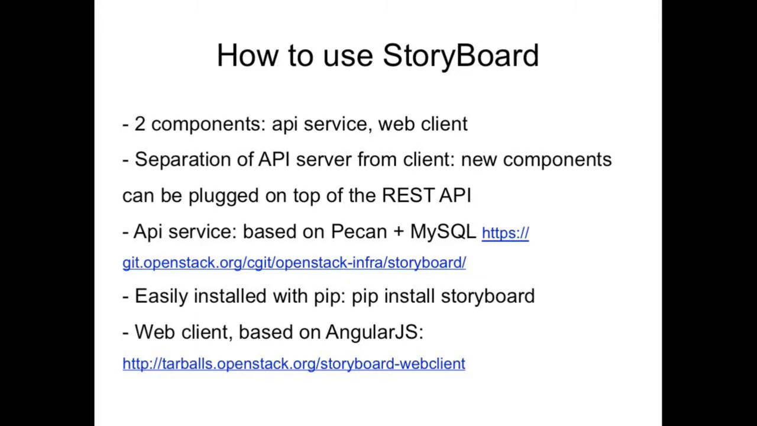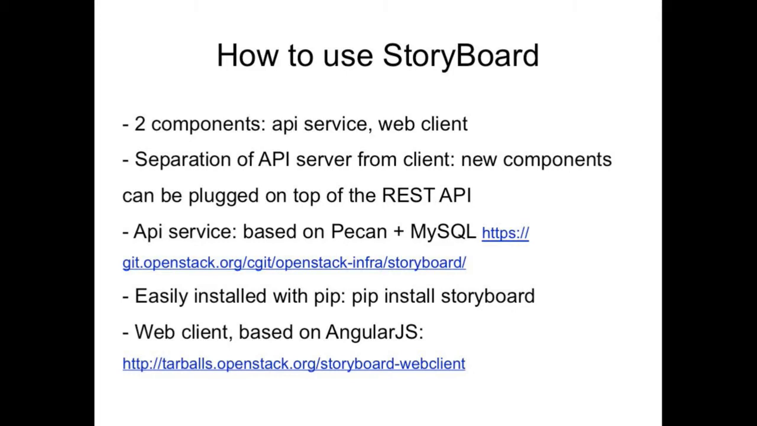The backend is written on Pecan, a Python framework for creating REST API services. You have the URL here. You can download it, and you can also install it using pip. You just do pip install Storyboard. It's using a MySQL database. So you create the database, modify the config file a bit, and you start using it. You are using Pecan in the normal way. It's a very standard thing.